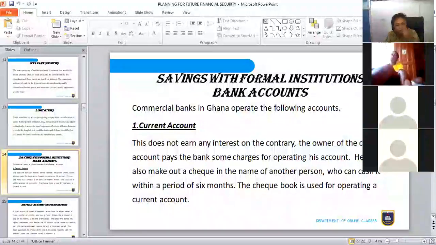So the current account doesn't generate any interest, but you, the account holder, will be charged for services that are being rendered for you. And also with the current account, you have the opportunity to be given a checkbook. The checkbook bears your name. That checkbook, the check leaflet, you can either use it to cash money or to pay debt, if only the customer is ready and willing to accept the check. Now, the checkbook is used for operating the current accounts.